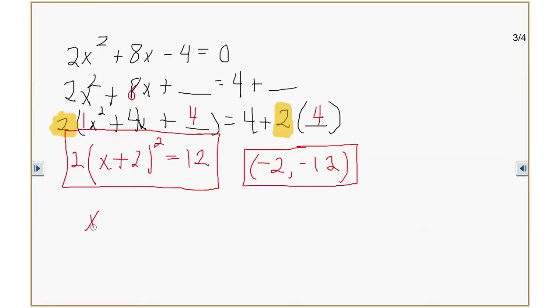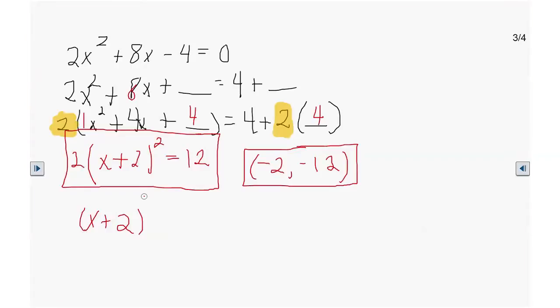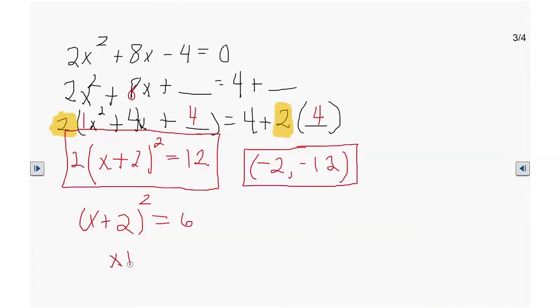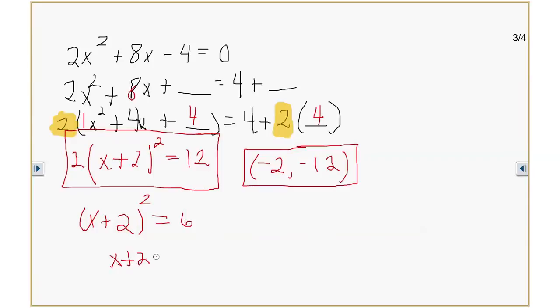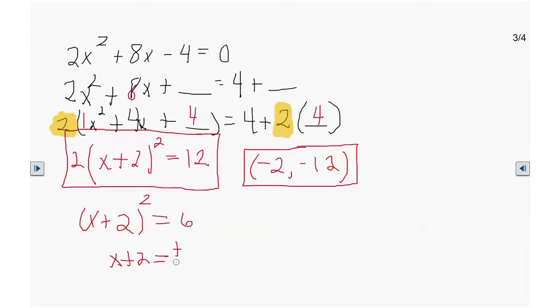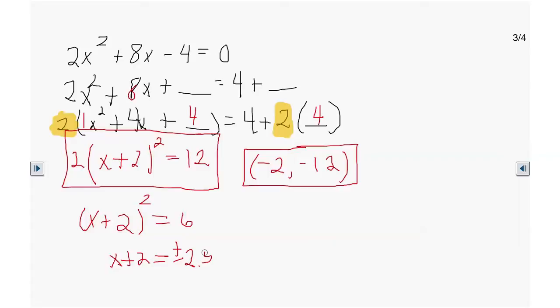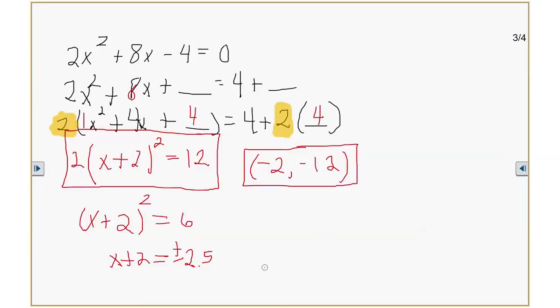So (x + 2) squared is equal to 6. x + 2 is equal to positive or negative 2.4. Somebody check me. 2.45. That's right. It's 2.4, 2.45, 2.5. Does it matter? No, because you're sketching the graph, so it doesn't matter. Now, if somebody asks you for the correct value, then yeah, pull out the calculator and round it to whatever the directions say. But you don't need it for what I'm asking you for. I'm only asking you to sketch the graph.